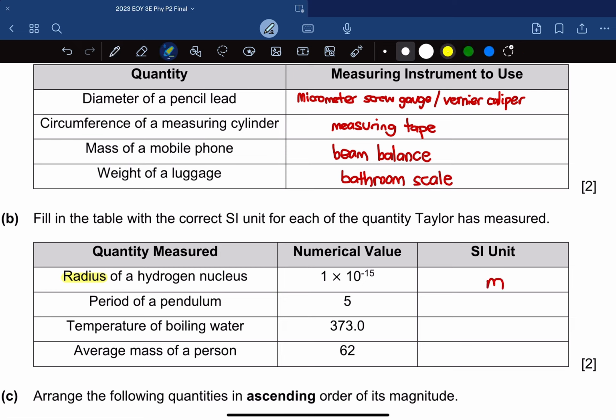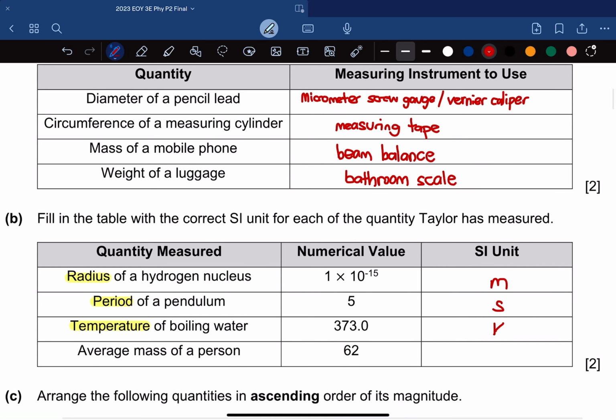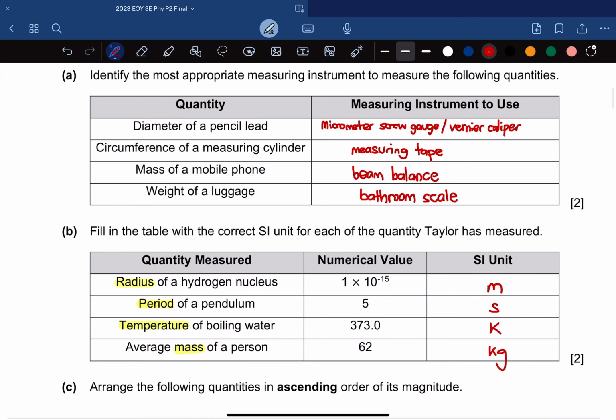Next part, period. Period is the time taken for a pendulum to complete one oscillation, and therefore the SI unit is seconds. Next one, temperature. Temperature, we know that the SI unit of temperature is in kelvins. And the last one, average mass. So I know that the keyword here is mass, and the SI unit for mass is in kg. So this is simply the answer for question 1B.